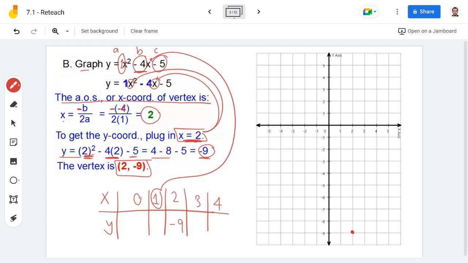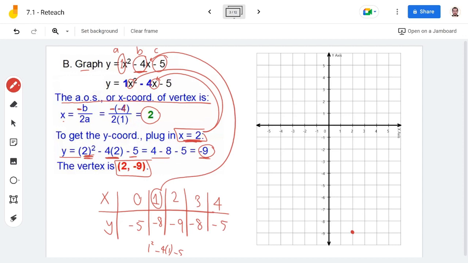Okay, so for x equal 1, let's do it mentally. It will be 1 squared minus 4 times 1 minus 5. Okay, so 1 squared will be 1, minus 4, minus 5. So minus 4 minus 5 is minus 9, plus 1 is minus 8. Okay, do the same thing with 0. So if you replace every x with 0, you will get negative 5. So negative 8 here, negative 5 here.